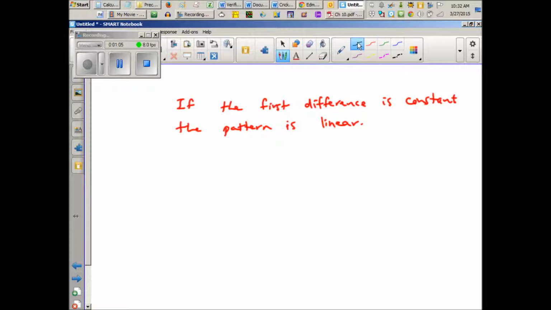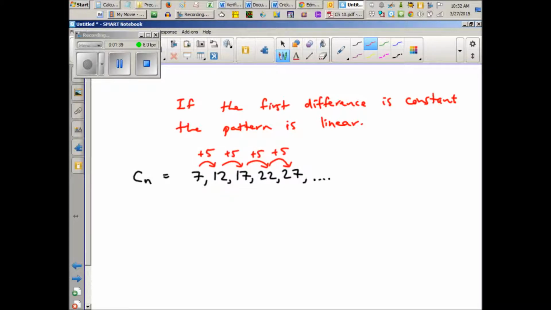Okay? So what we were talking about was something that looks like this. Let's just call it C sub n, that way you don't think it's always A sub n. 7, 12, 17, 22, 27, etc. So why are we calling it a linearly growing pattern? It's because if you look at the difference, the rise, the first difference is a constant. It's plus 5 on every iteration. So this must be a linear growth.